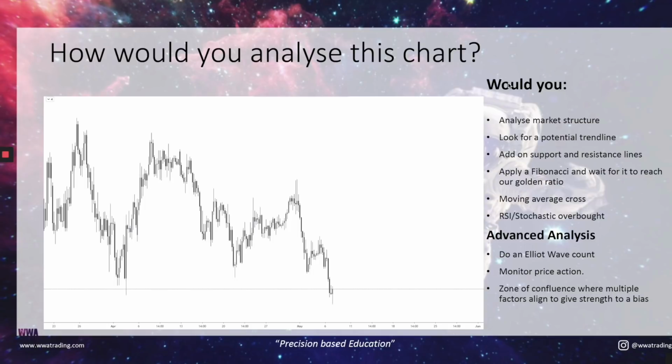Would you look at, for example, apply a Fibonacci retracement? Would you add a trend line, support and resistance, analyze market structure, moving averages, different indicators, and maybe some more advanced analysis utilizing Elliott wave theory or high zones of confluence where multiple factors line up in the market?